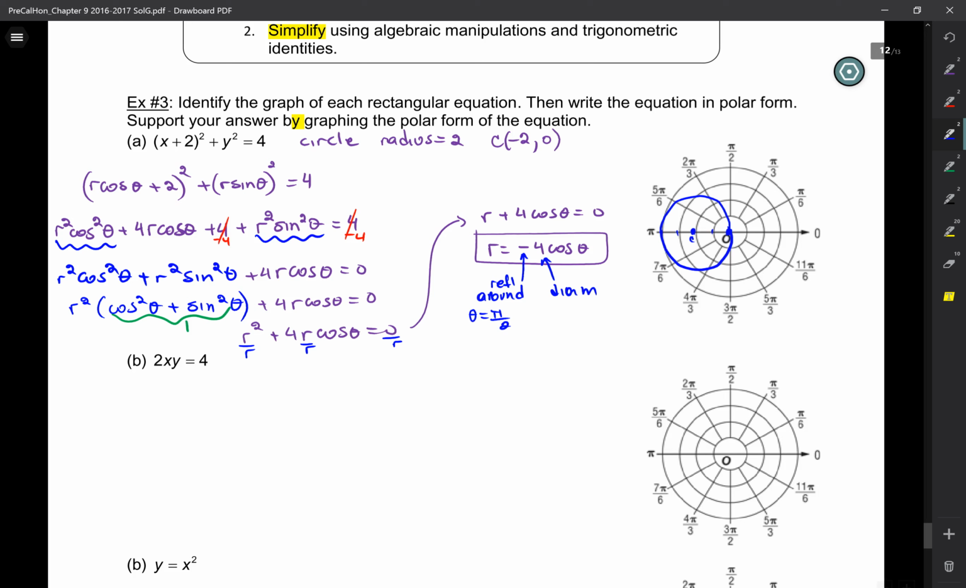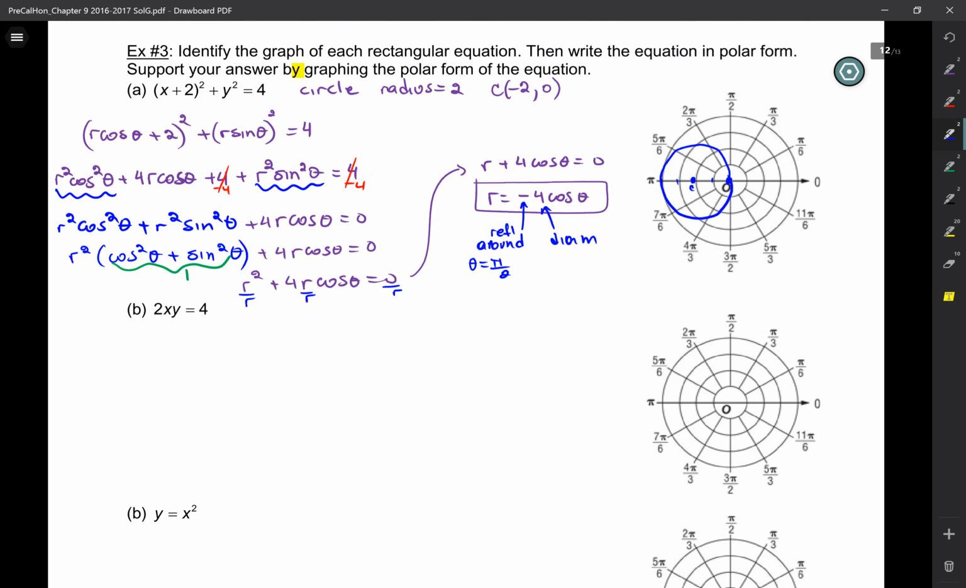Okay? What is x and the y? Right? X and y are going to get replaced. So it's 2 times r cosine theta, r sine theta equal to 4.